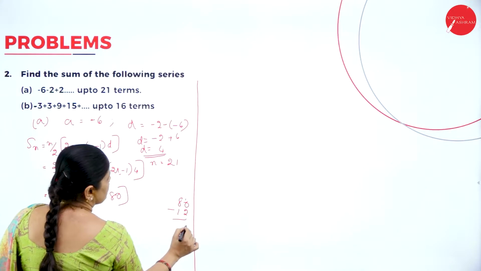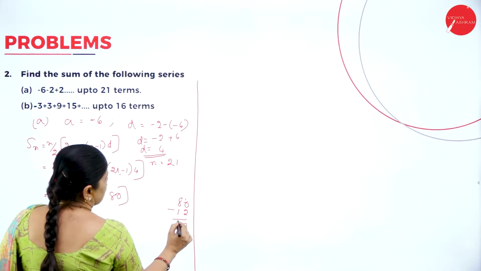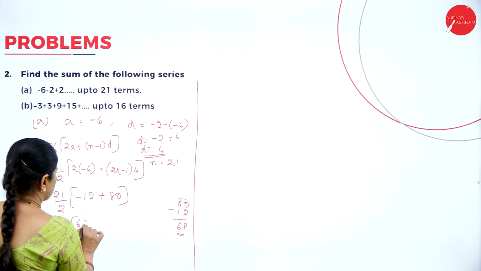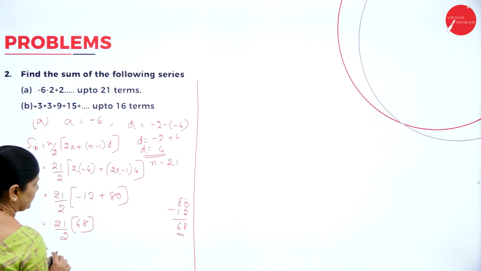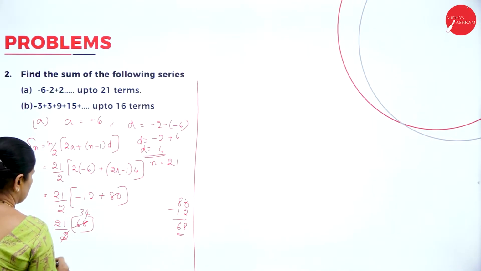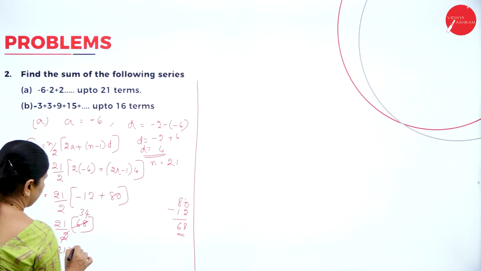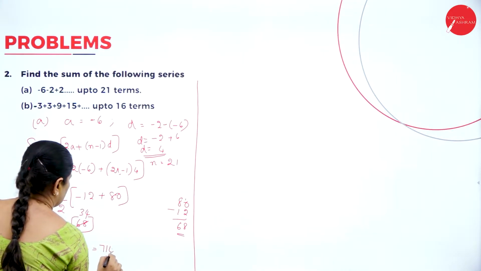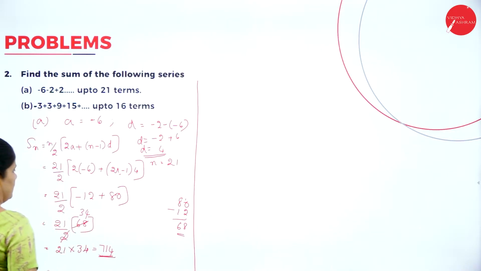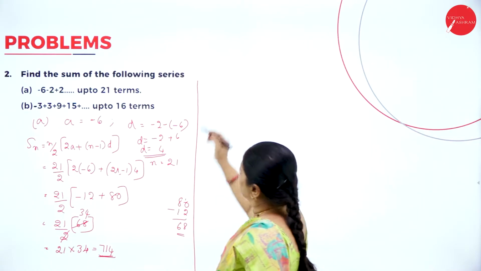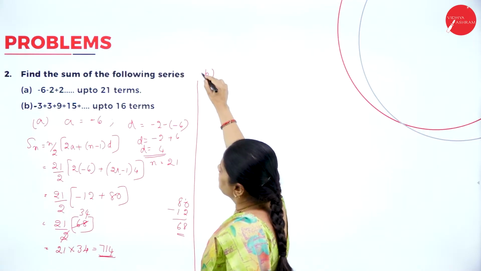So, 80 minus 12 is 68. So, this will be equal to 21 into 34. The answer is 714. So, this is how we have to work out the problem. Now, the next problem, B.